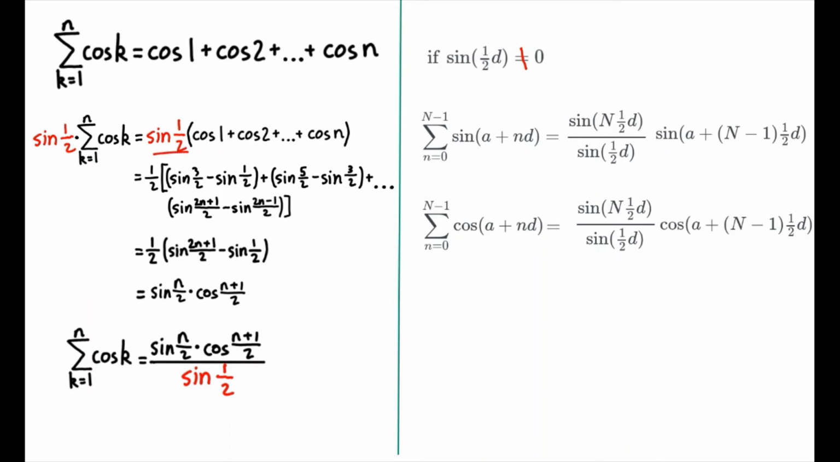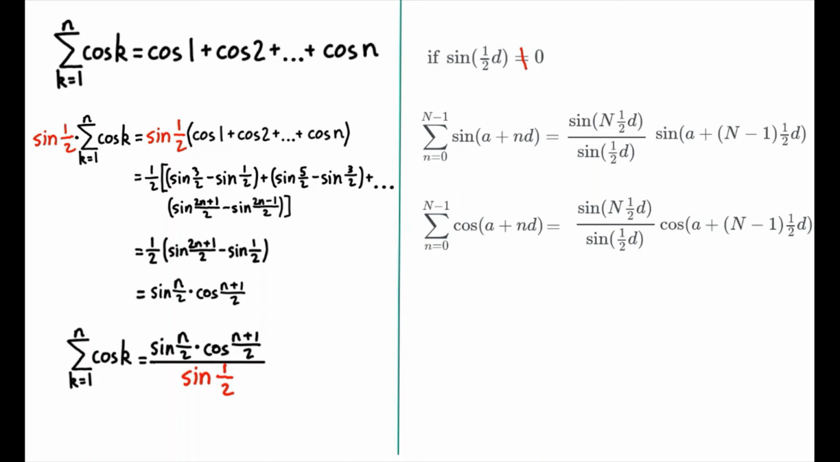The reason that we do this is because sine alpha times cosine alpha is equal to sine something and sine something else. So we can cancel a bunch of stuff. If we put that in, we get that this is equal to 1/2 times sine 3 divided by 2 minus sine 1 divided by 2 plus sine 5 divided by 2 minus sine 3 divided by 2, all the way to sine (2n plus 1) divided by 2 minus sine (2n minus 1) divided by 2.